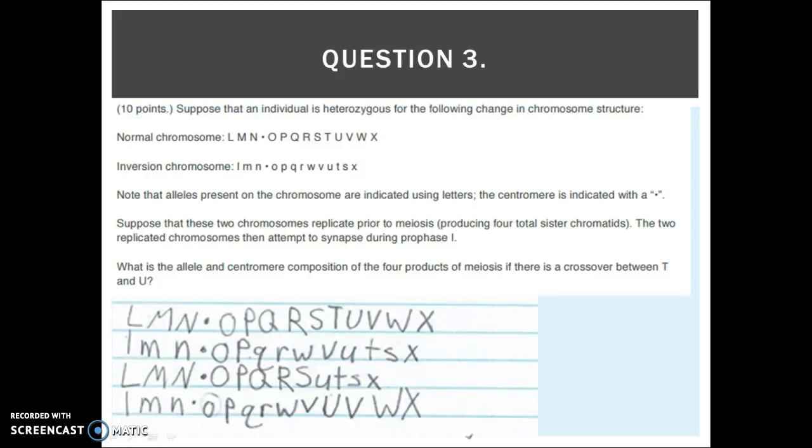So suppose that the individual is heterozygous for the following change in chromosome structure, and we see an inversion here, and we see the chromosomes. And so what is the allele and centromere composition of the 4 products of meiosis if there is a crossover between T and U? And so here we see a pericentric inversion, and so shown here are the chromosomes.